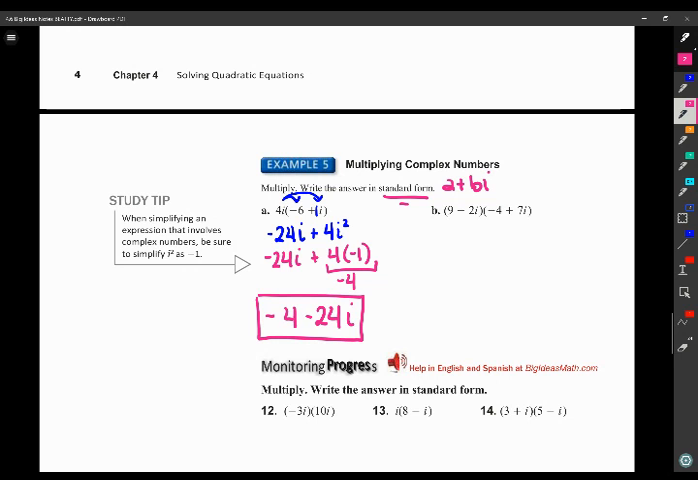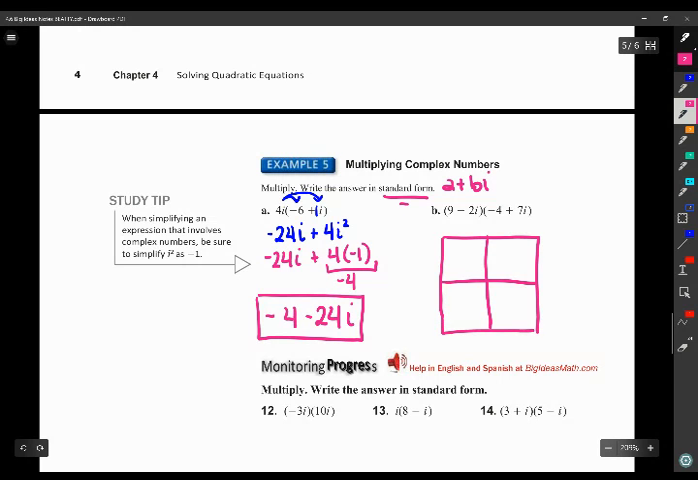When I look at B, the first thing I want to do is draw myself a box. And I'm going to multiply. So I've got 9 and -2i, and then I have -4 and 7i. And then you're just going to multiply, just like we did before. So -4 times 9 is -36. And then -4 times -2 is 8 with an i. 7 times 9 is going to give us 63 with an i. And 7 times -2 is -14 with an i squared.